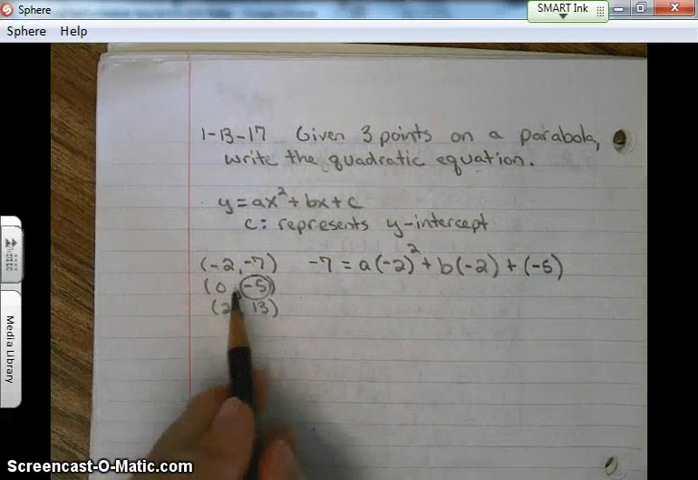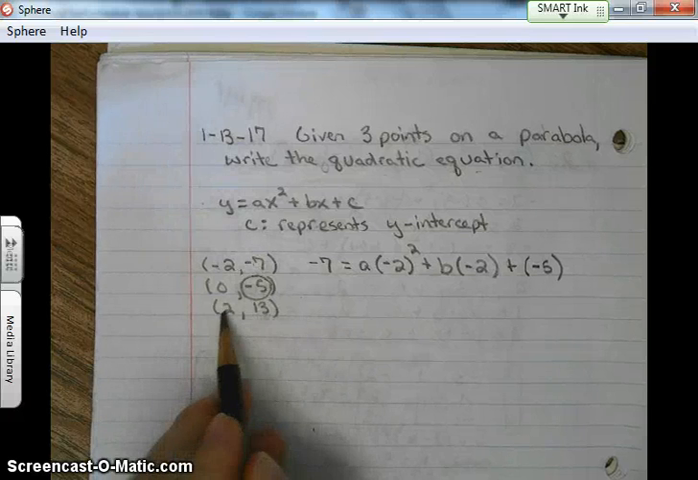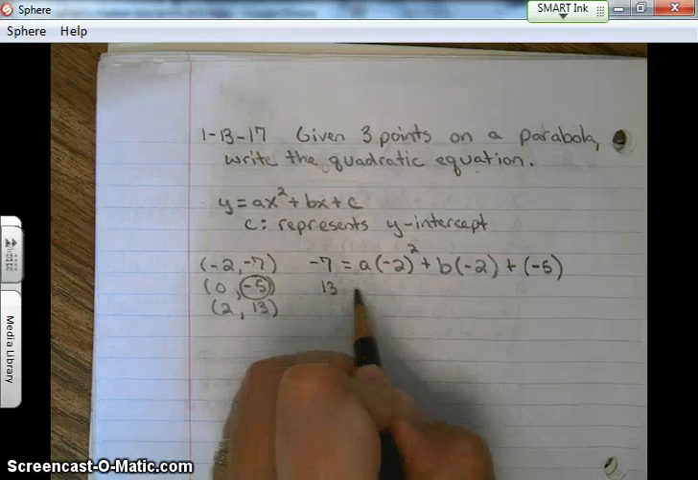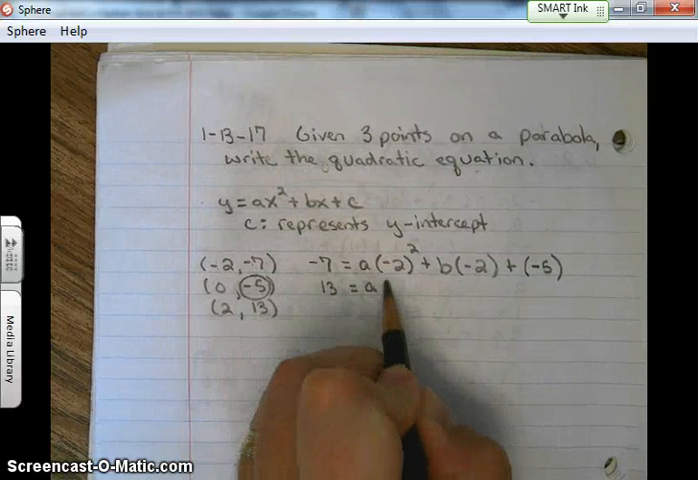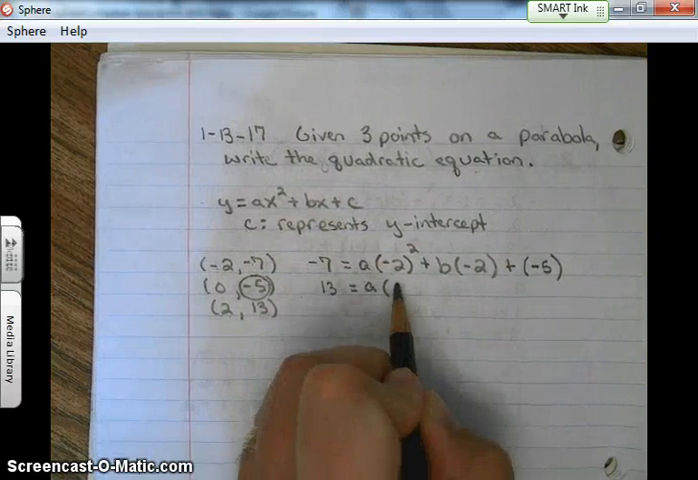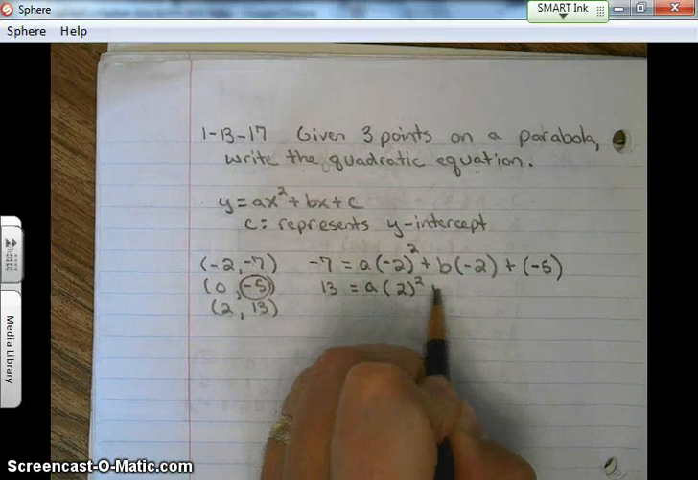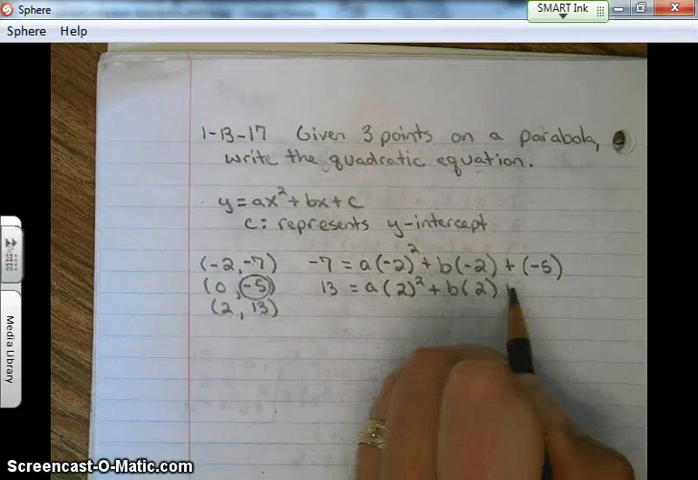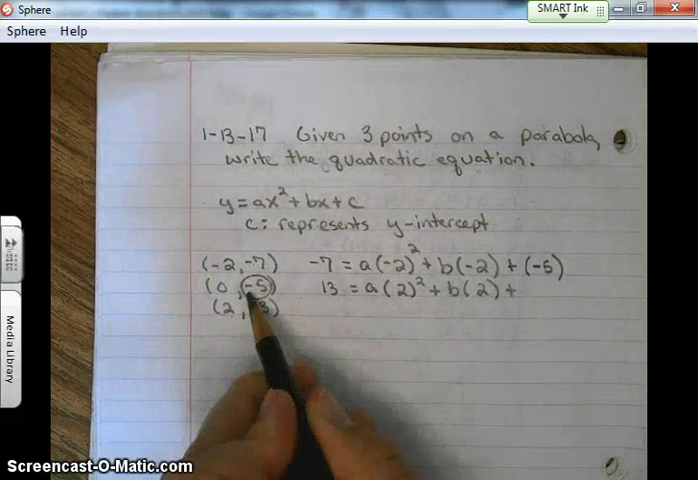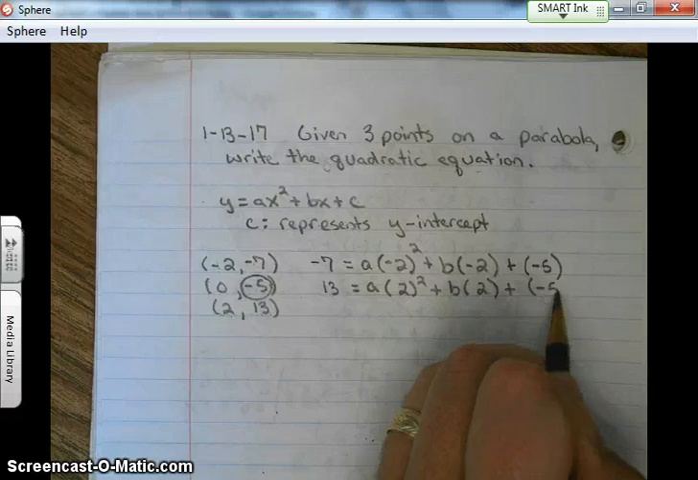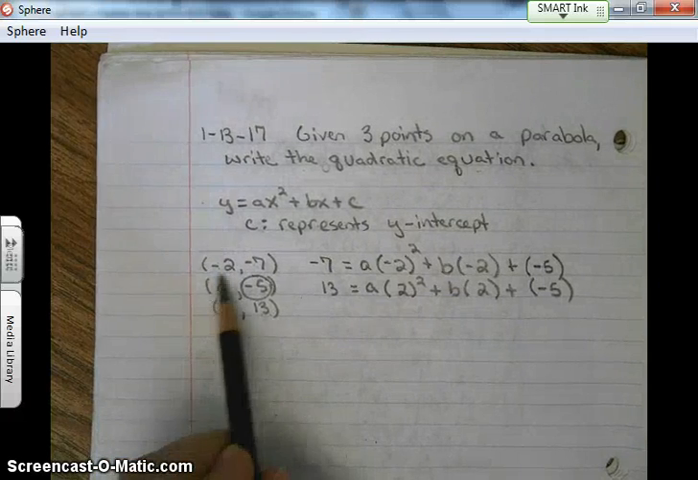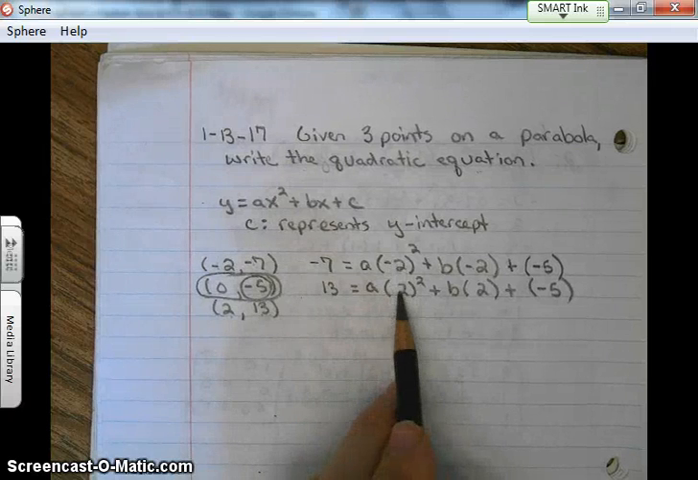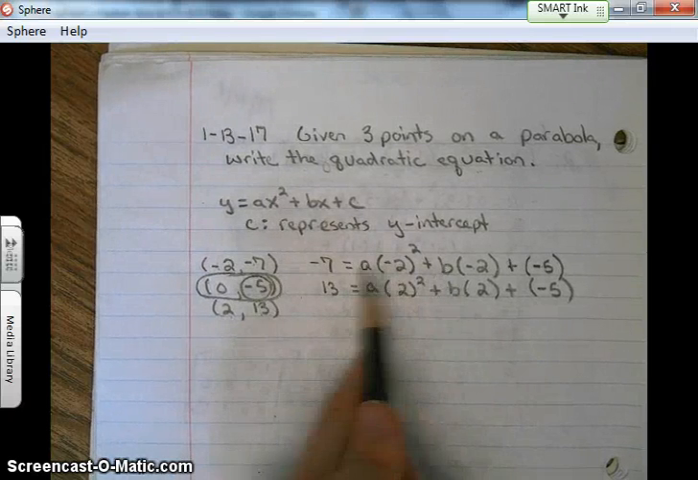Okay, next let's plug this point in. We're going to have 13 goes in for y, and 2 goes in for x. And again, the y-intercept is -5. So when we have the y-intercept, we're going to write 2 equations with 2 unknowns.